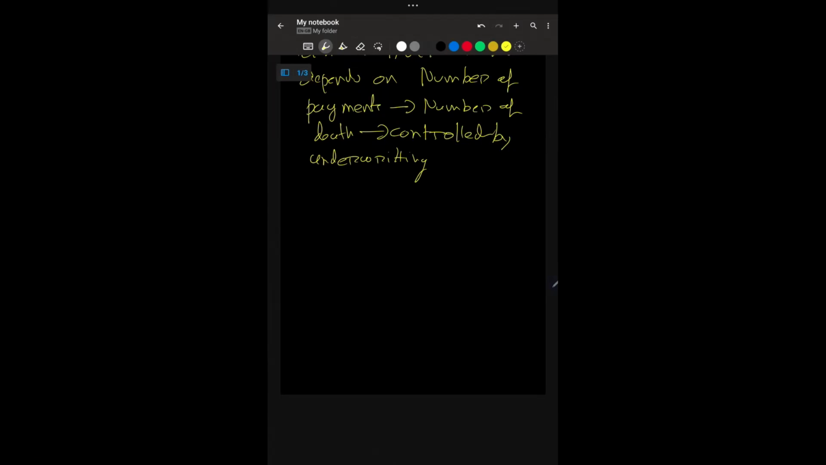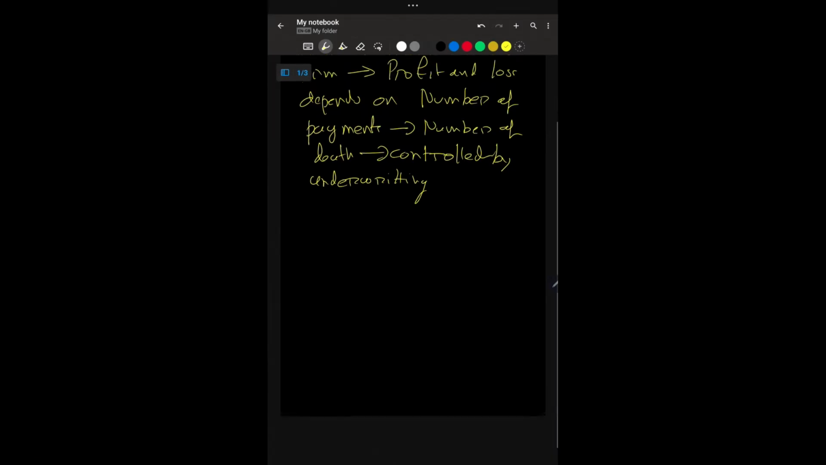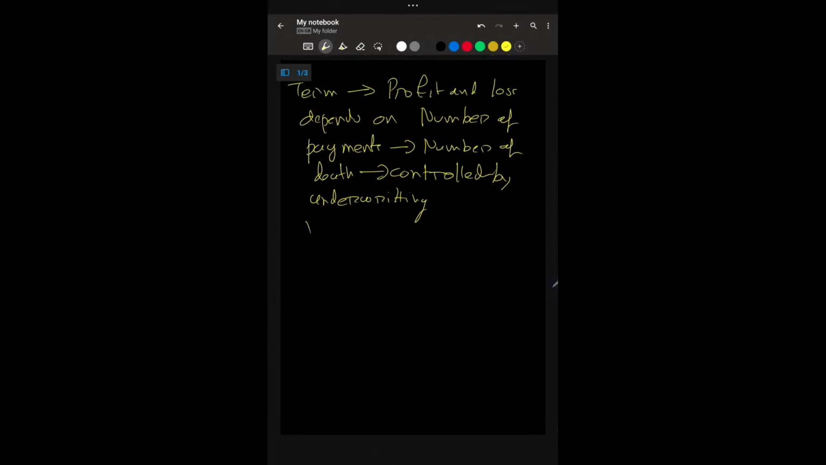As compared to this, in any other life insurance product like whole life or endowment, you have to make the payment, right? There is no other way. It is only a question of when you are making the payment. There, the number of deaths is not important. There, the timing of the payment is important. Here, the number of payments is important, right?